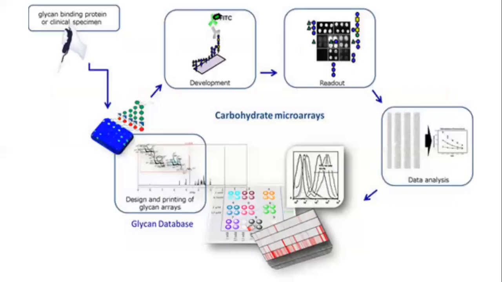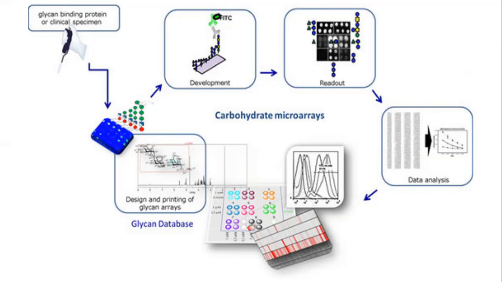So mostly in case of carbohydrate microarray techniques, the glycan binding proteins are attached to the surface of the plate or of the chip, and glycan binding proteins that have clinical significance will bind with the glucose subunit.